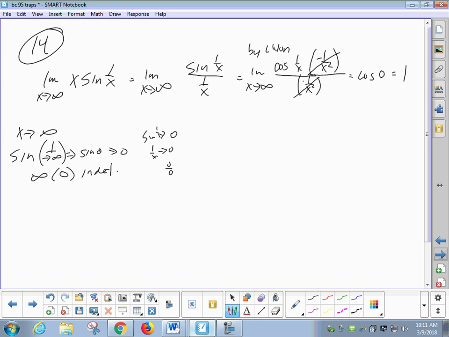Okay. 13. Is 13 still a question? Yes, indeed. Okay. The limit as x goes to, is it negative 3? Negative 3. 2x over x squared plus 2x minus 3 minus 3 over x plus 3.